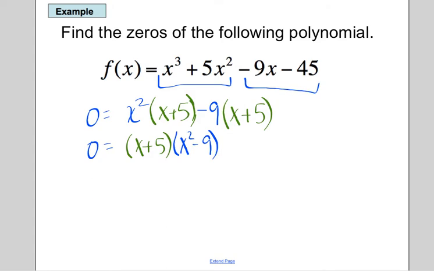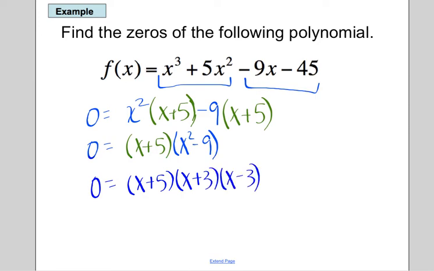Okay, so now if we want to continue solving here, we need to factor our x squared minus 9 a little further. And again, this is another difference of two squares. So it factors into x plus 3 and x minus 3. And now we can see our final zeros, -5, -3, and 3.